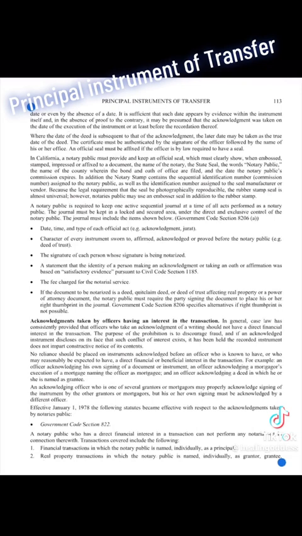If the document to be notarized is a deed, quitclaim deed, or deed of trust affecting real property, or a power of attorney document, the notary public must require the party signing the document to place his or her right thumbprint in the journal. Government Code Section 8206 specifies alternatives if a right thumbprint is not possible.